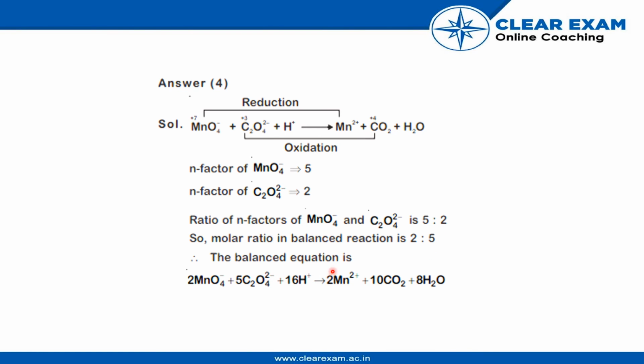So the balanced equation is 2 MnO4⁻ + 5 C2O4²⁻ + 16 H⁺ gives 2 Mn²⁺ + 10 CO2 + 8 H2O.